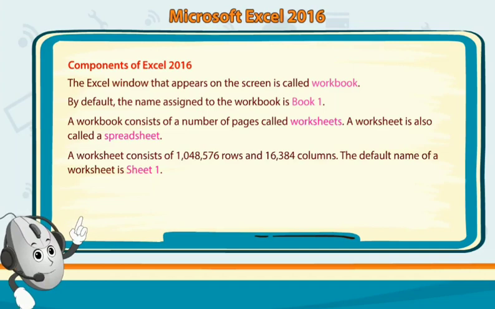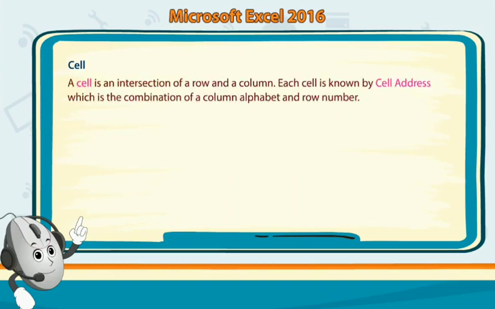A worksheet consists of 10,48,576 rows and 16,384 columns. The default name of a worksheet is Sheet 1. So it looks like a table where we have rows and columns.